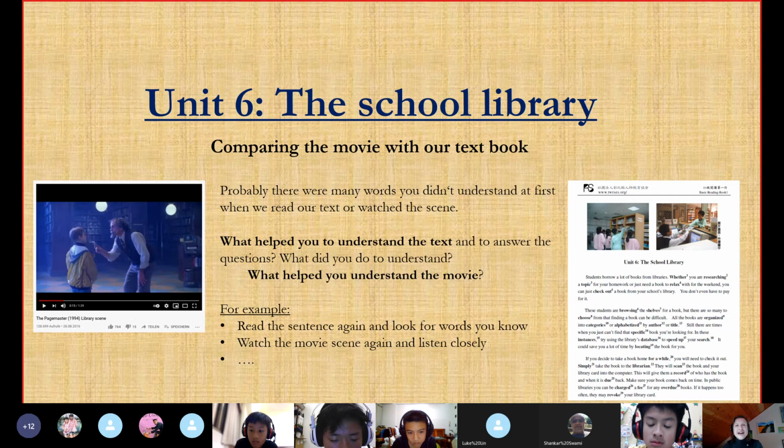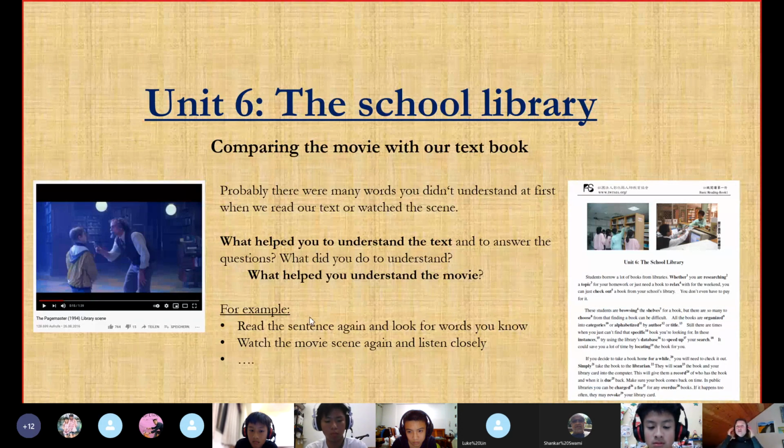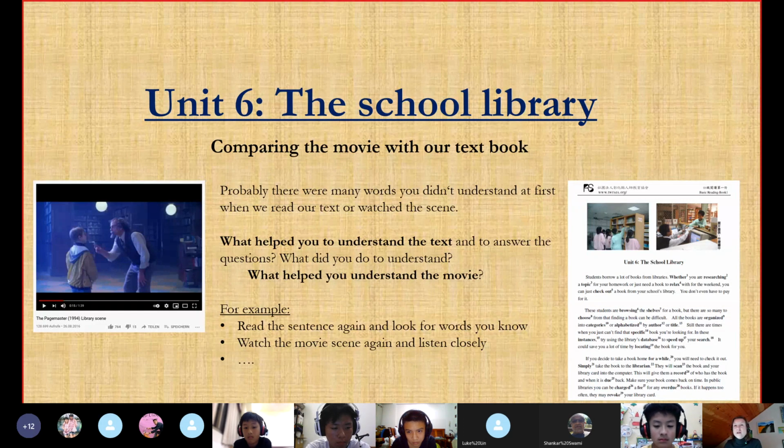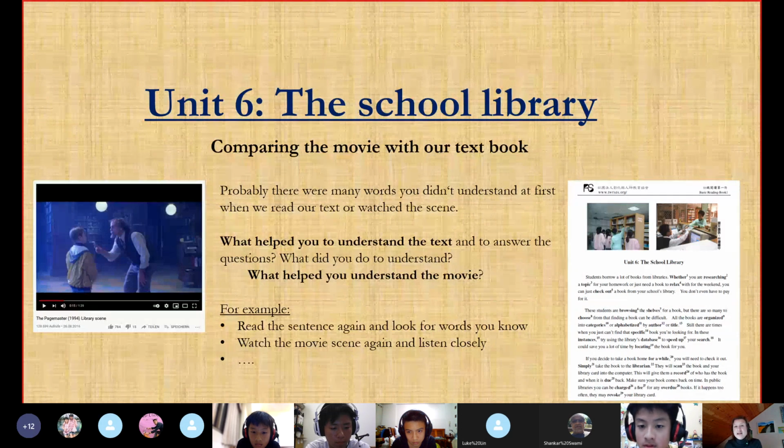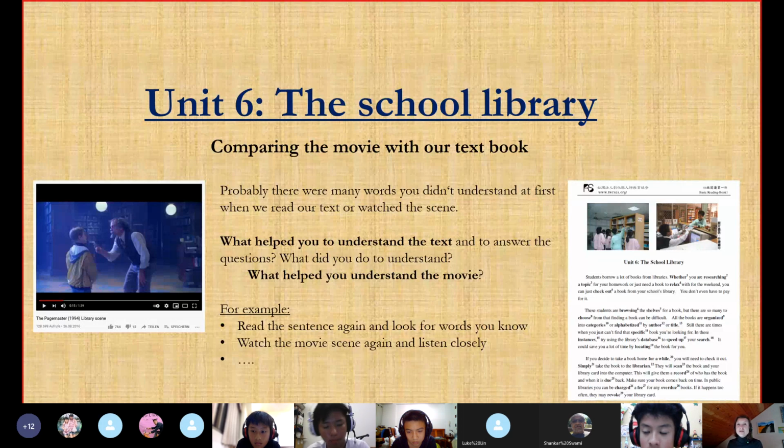So we will think about that. How could you understand it? Now, I will give you two examples. When you read a sentence in a text, and at first you don't understand, what we normally do is we read it again, and then we look for the words that we do understand. Okay, so we look for the words that we do understand.